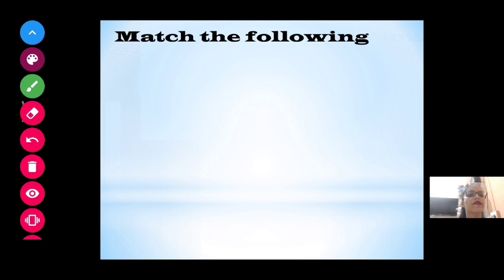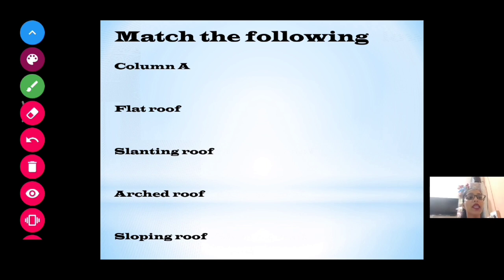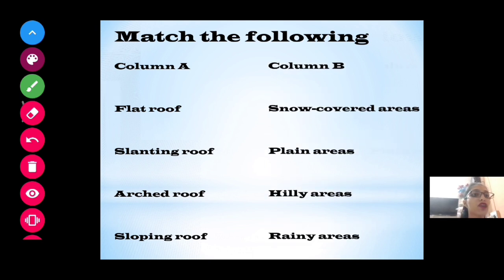Now starting with match the followings. There are two columns. Let's see the first column. In the first column, all the roofs are mentioned, and the second column mentions the areas, showing which roof will connect with which. So now let's take the first one. First one is flat roof.